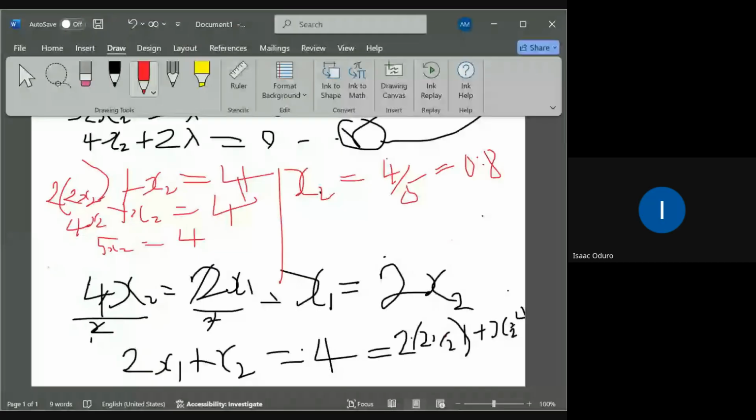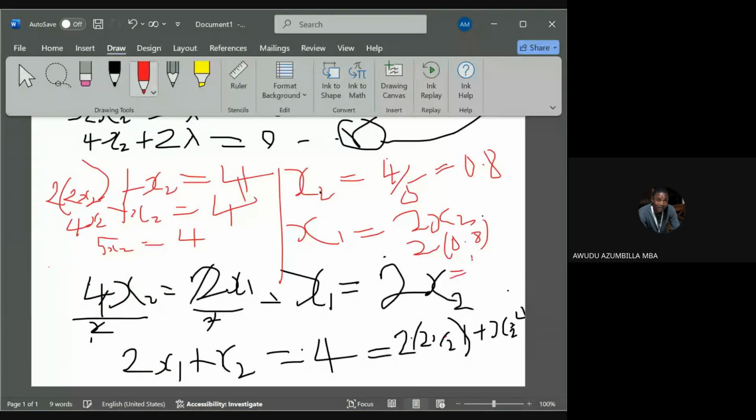Remember that our x1 was equal to 2x2. So once you have x2, we can substitute to find x1, and that is going to give you 1.6. So we have found the value of x1 and x2. x1 is 1.6 and x2 is 0.8. You can also find the value of lambda by substituting the x1 and x2 into the equation.